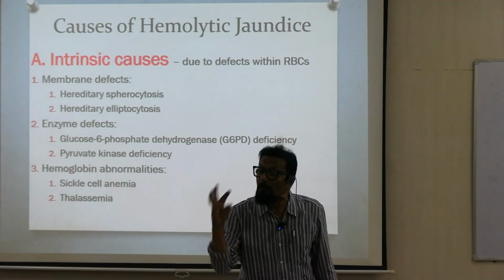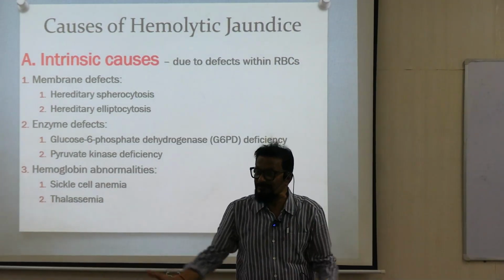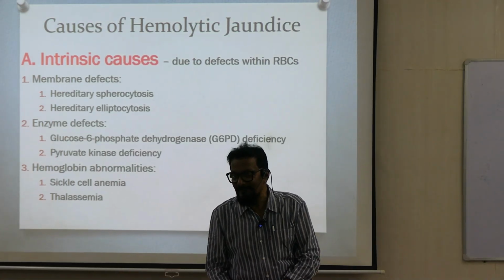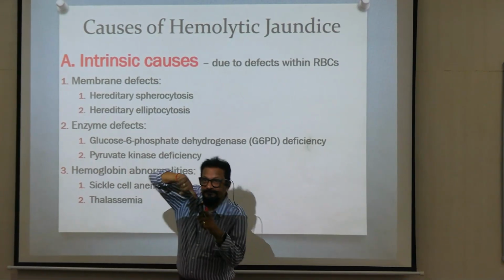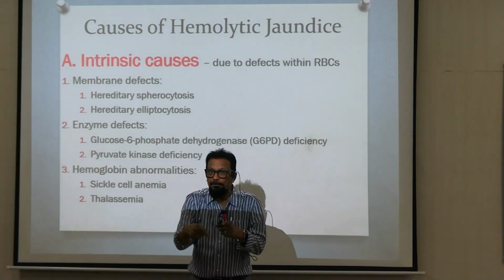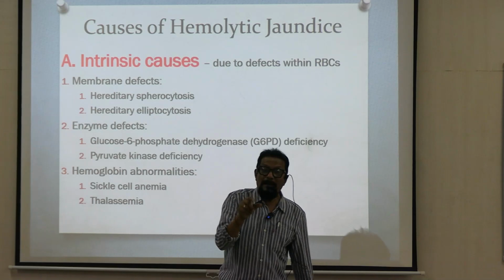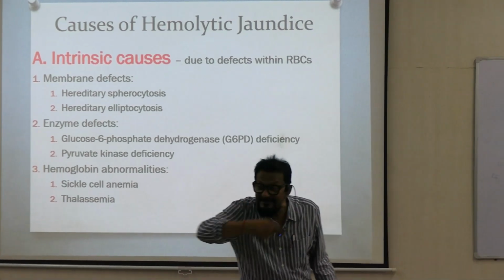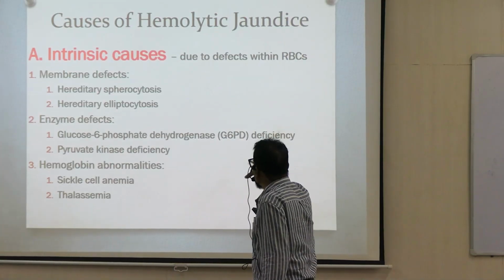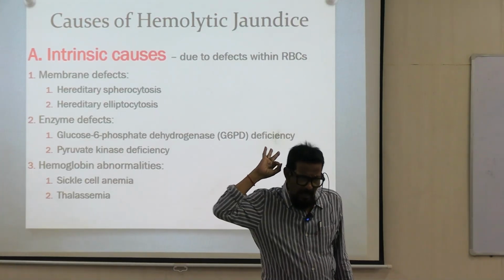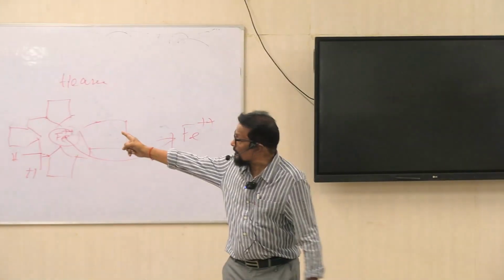Intrinsic causes mean a problem within the red cell. Suppose it is a membrane problem, like spherocytosis or elliptocytosis. The problem may be within the membrane. Or the problem may be within an enzyme in the RBC. What is this? Glucose 6-phosphate dehydrogenase, a very important enzyme. This is a hereditary disorder, the absence of this enzyme.